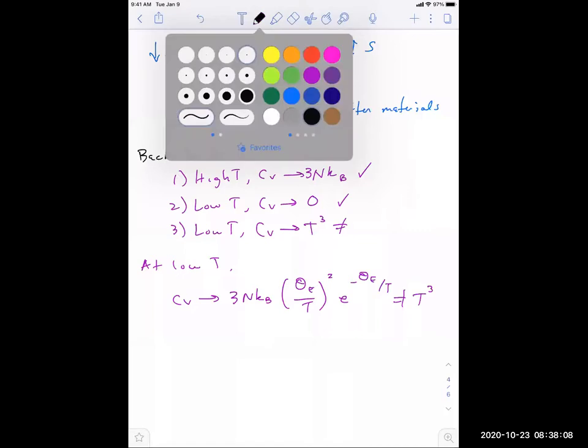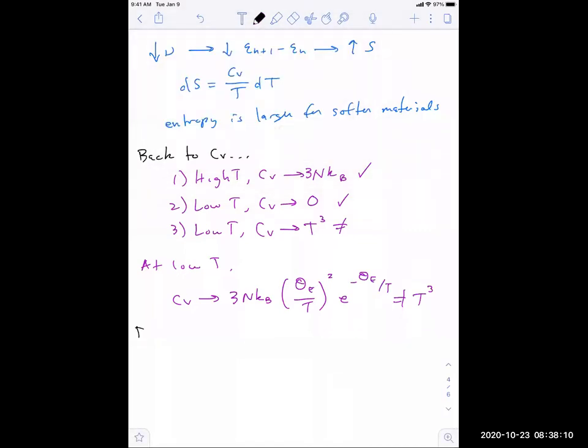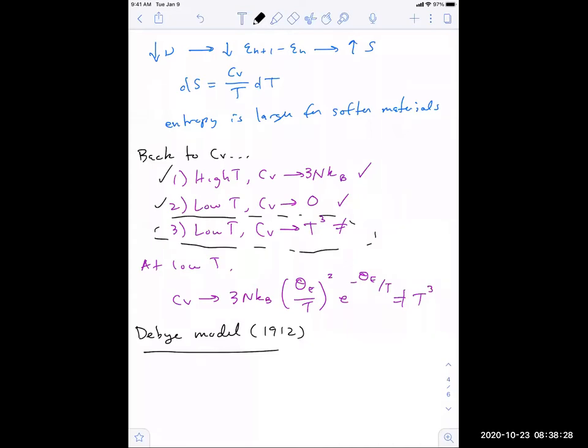Then about 5 years later, Debye came along and tried to come up with his own model that would still meet these high and low T limits. So at high T approaching 3NK, at low T approaching 0. But he really wanted to see how he could model the system such that you recreate this cubic dependence on the temperature.